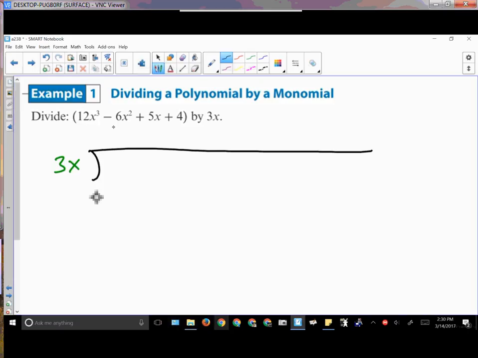You need to make sure that this stuff here is in order. So I got 3, 2, 1, and none. So everything is in order by the exponent, ascending order. So that gives me 12x cubed minus 6x squared plus 5x plus 4.